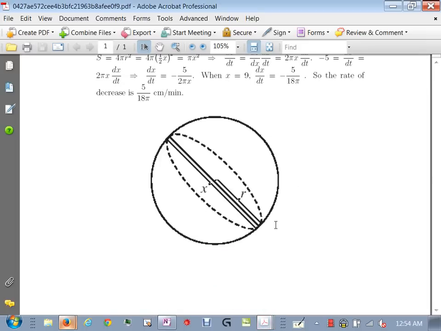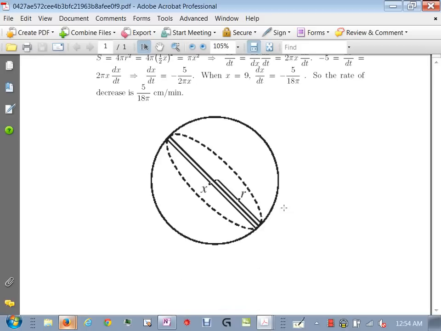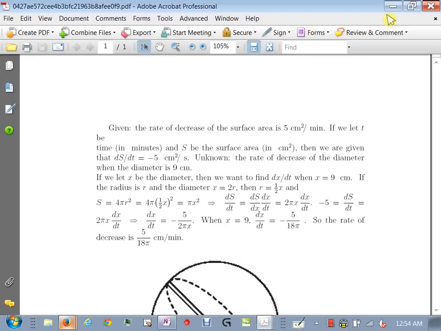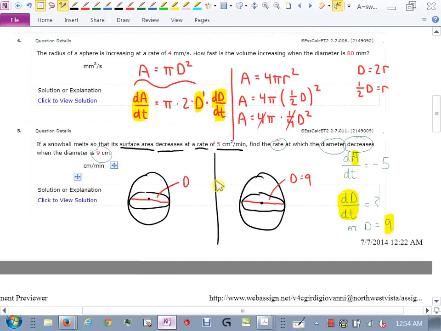Oh, hey, they gave you a picture. Seems odd that they would go out of their way to show you a picture for that one. And then our units, of course, we could use the same argument, centimeters per minute. Area is measured in, oh wait, no, we want dD/dt. So diameter is measured in centimeters, so it'll be centimeters per minute.